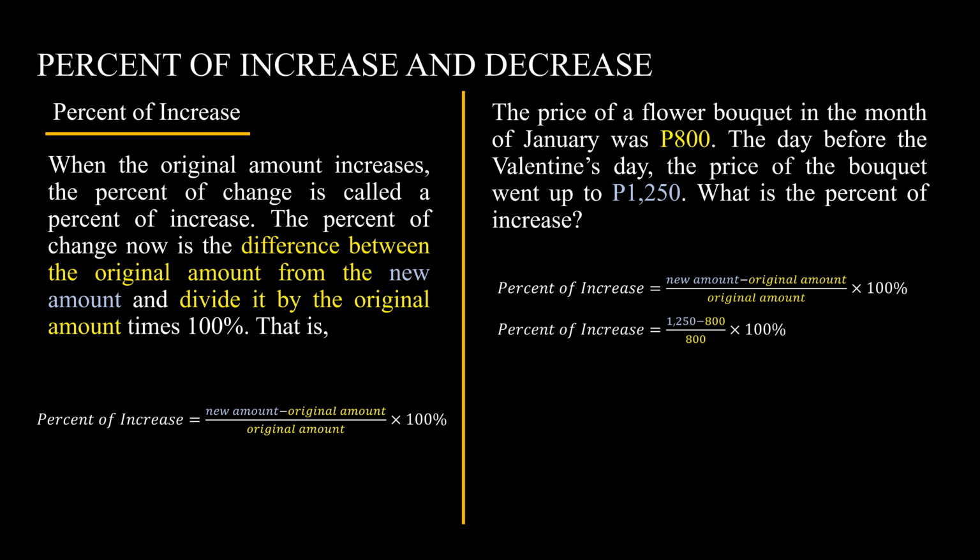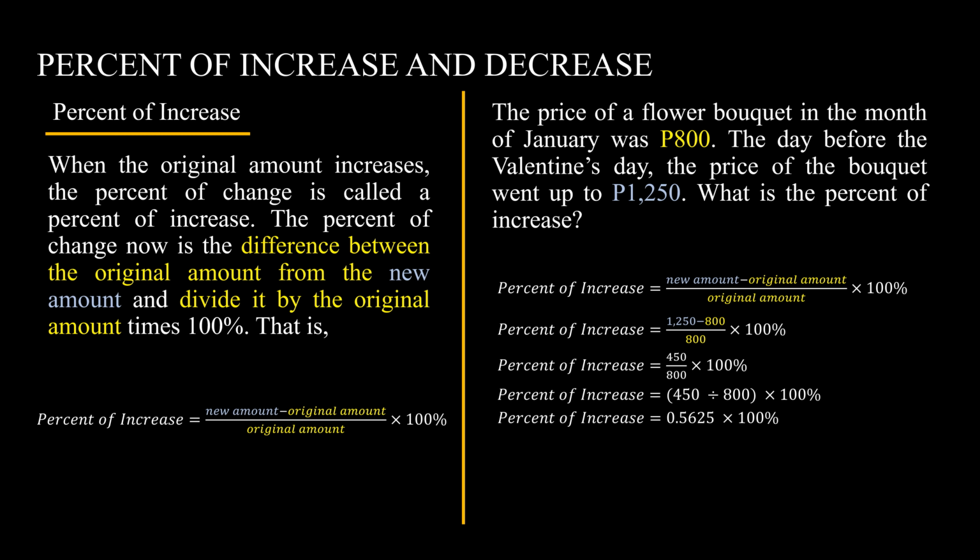We have the percent of increase is equal to 1,250 minus 800 all over 800 times 100%. So we have here, the percent of increase is equal to 450 over 800 times 100%. And we have here, i-write natin yung fraction form para mas madaling maintindihan, 450 divided by 800. What is that? That is 0.5625 times 100.